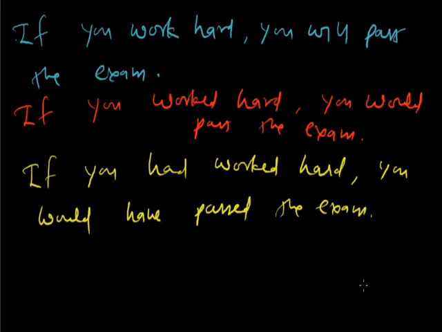Well, the first condition is the possible condition. In the possible condition, if the condition is fulfilled, the result will be there in the future. If you work hard now, you will pass the exam in the future. If you fulfill the condition now, there will be the result in the near future or in the later future, but there will be. In the possible condition, if the condition is fulfilled, the result is definite. It will definitely be there.